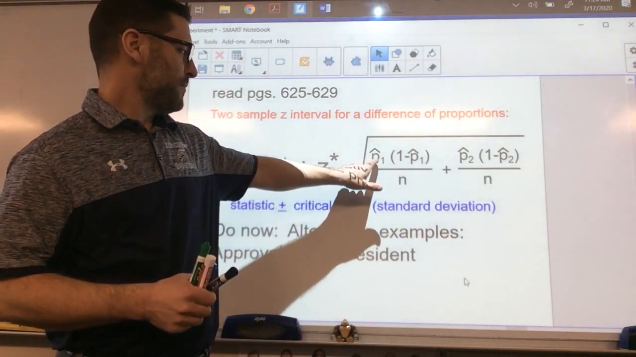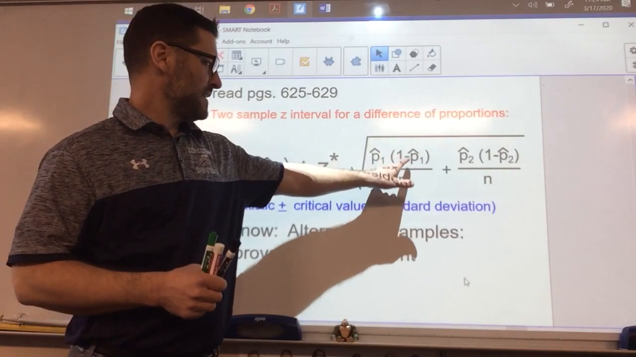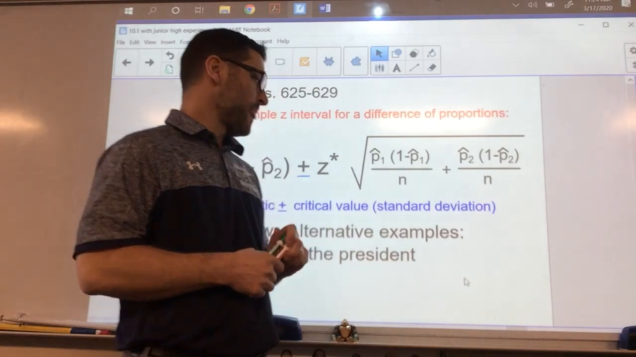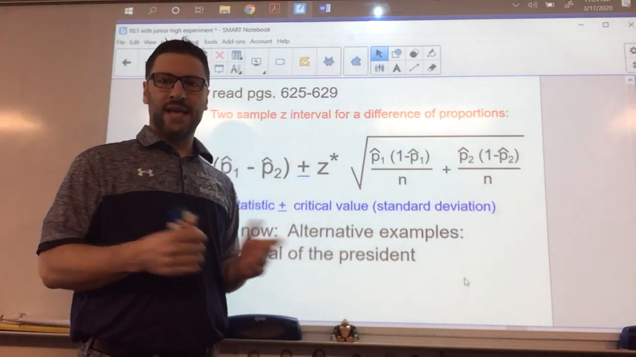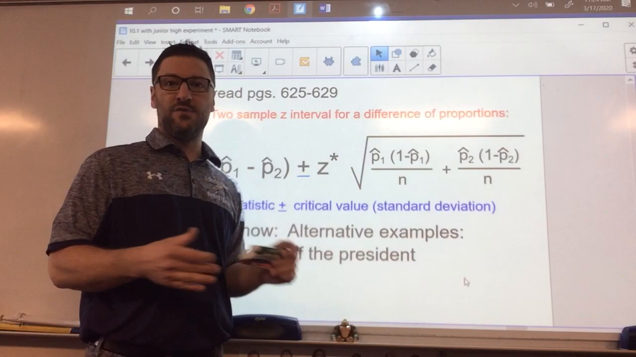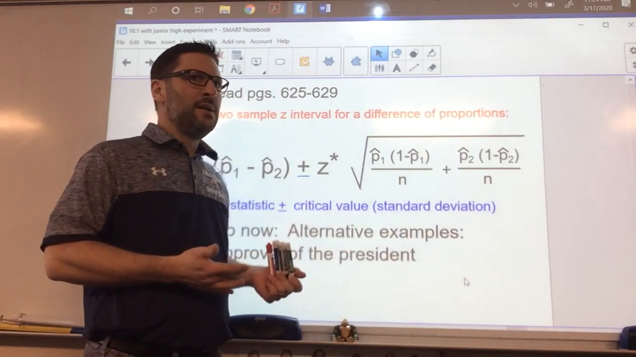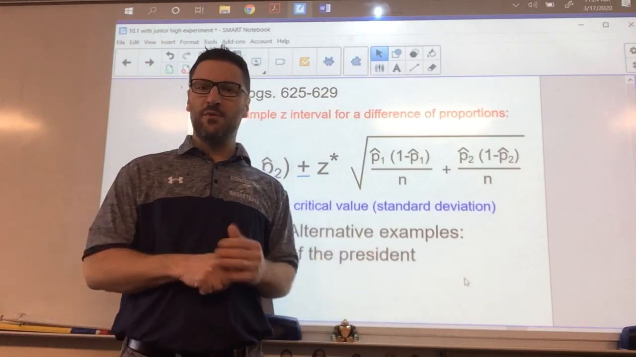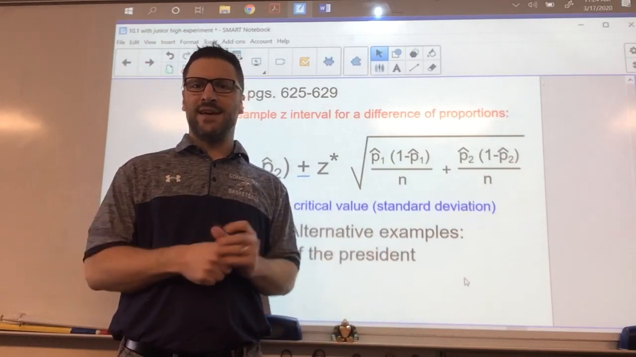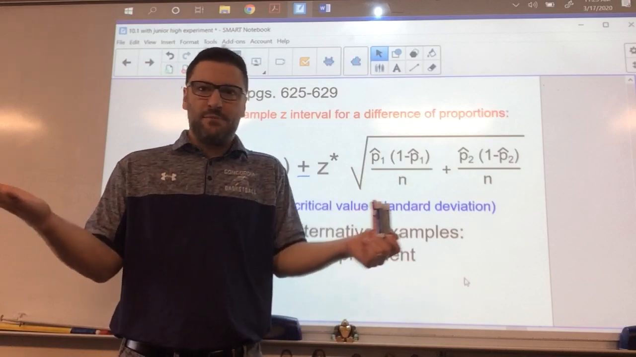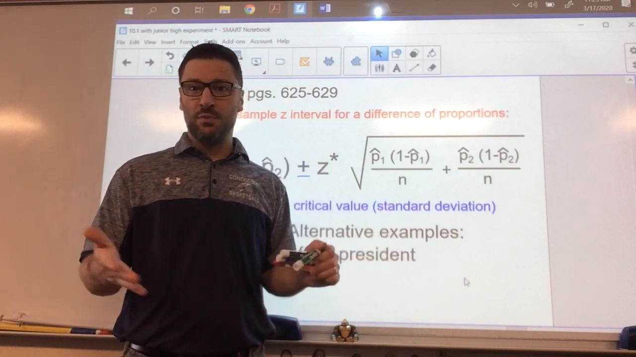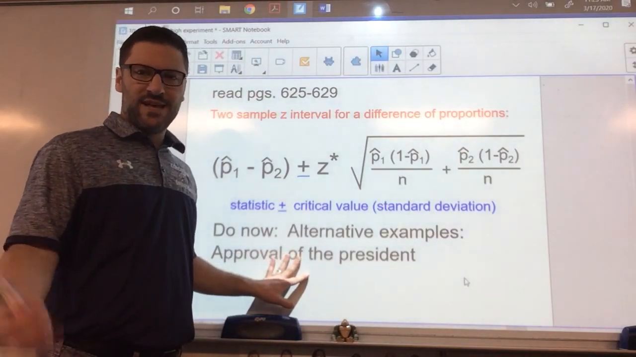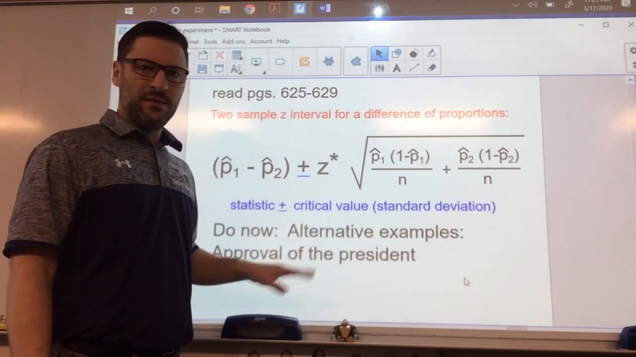You take P1 hat, 1 minus P1 hat over N, and then you add to it the same thing with the second proportion. And what this will give us is a confidence interval, which is a set of plausible values that we think is going to appear if we were to do this simulation, this experiment, whatever. If we were able to do it many, many, many times, 95% of the time we would capture the true proportion. It almost makes a lot of sense when you do it in an example format. We'll be able to talk about conditions.